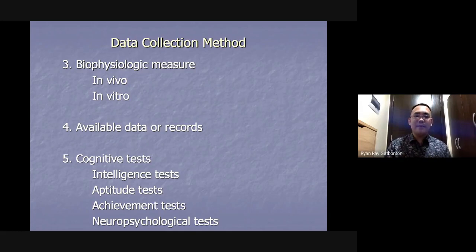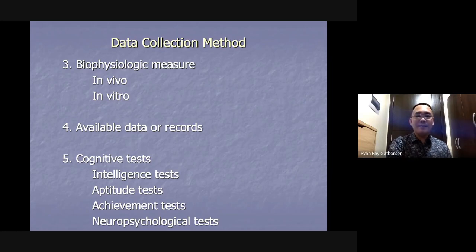Another type of data collection method is the use of available data or records. Available data or records are also a precise way. However, you can only have access to those records that survive. So this is usually done for historical researches, because you only have access to data that tell you of the history. So the available data or records are also a reliable way of collecting data if it is complete.